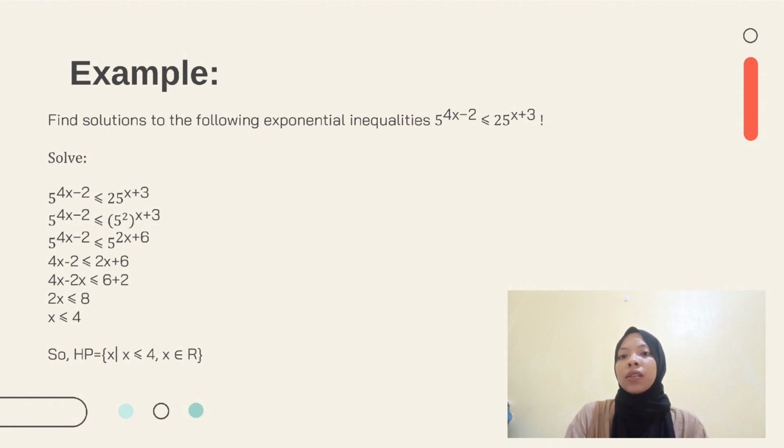4x minus 2x is less than or equal to 6 plus 2. 2x is less than or equal to 8. x is less than or equal to 4. So, the solution set is x such that x is less than or equal to 4, x an element of the real numbers, in curly brackets.